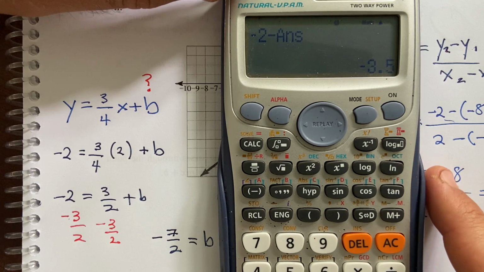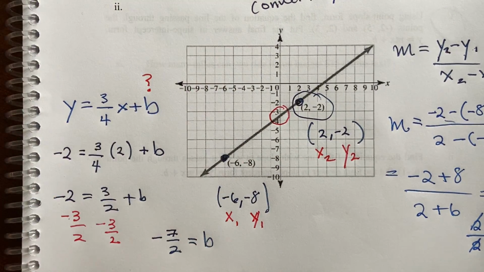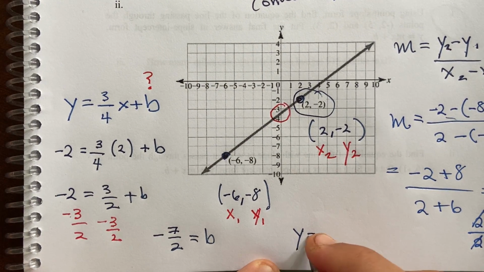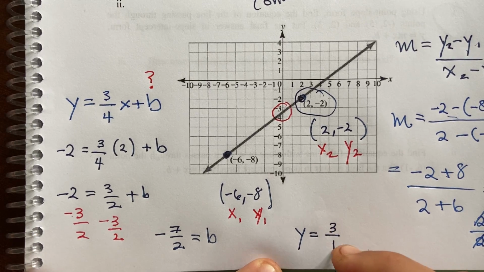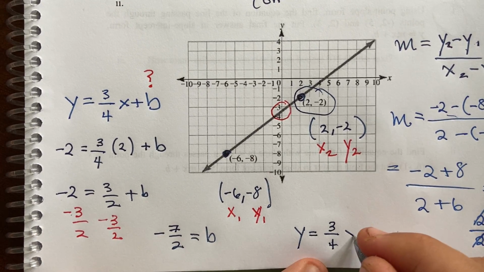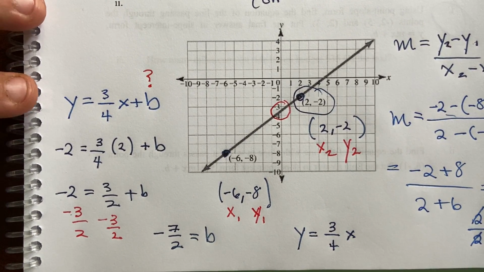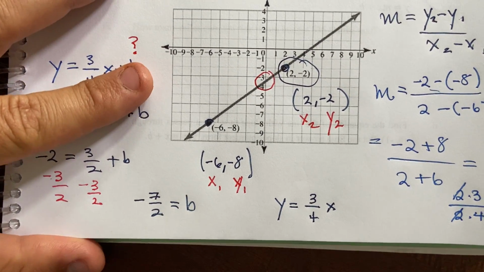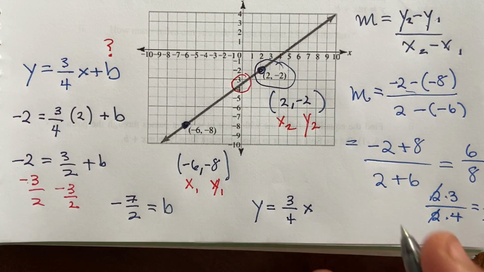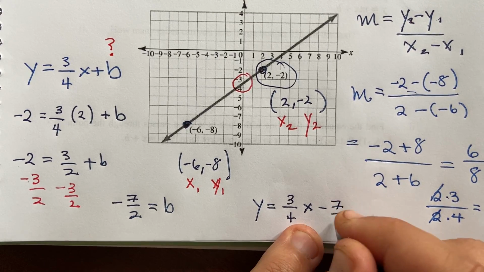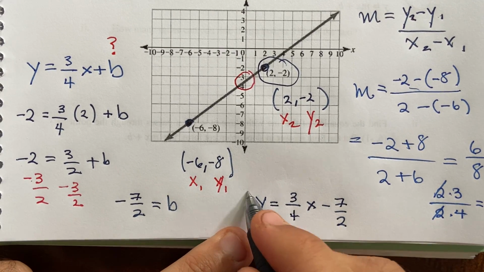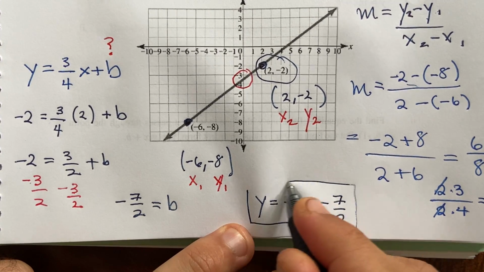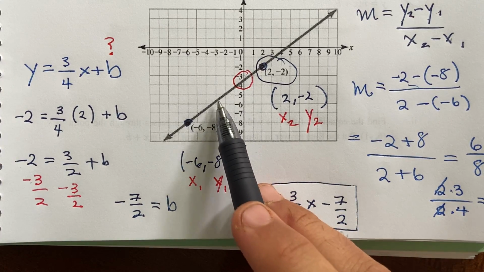So that is -3.5. So the equation of that line in the end is y equals 3/4 x, right? The slope that we calculated earlier from over here. And then we just found that it was -7/2, right? Same as -3.5. This is the equation of that line.